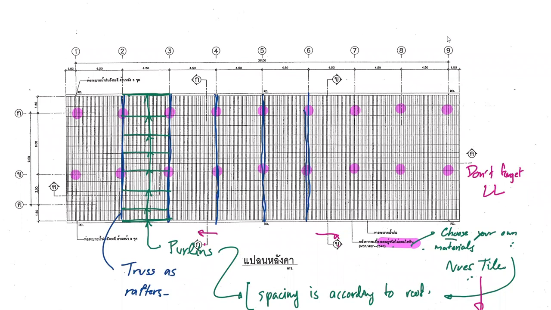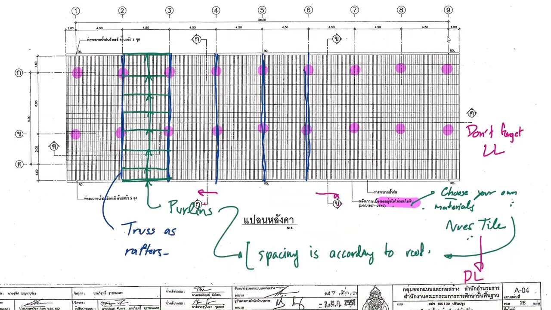Is the purlin spacing going to be provided by the manufacturer of the tile? Generally, it should, yes, because when you look at the catalog of the tiles, they should provide you the information about how it should be installed. So the answer is yes.